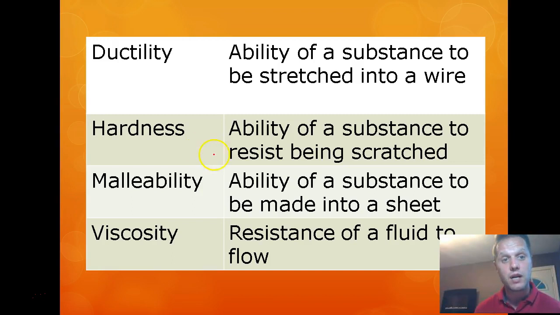You have something known as ductility. And ductility is the ability of a substance to be stretched into a wire. Hardness, how hard something is. Malleability, it's the ability for us to turn something into a sheet or pound it out.